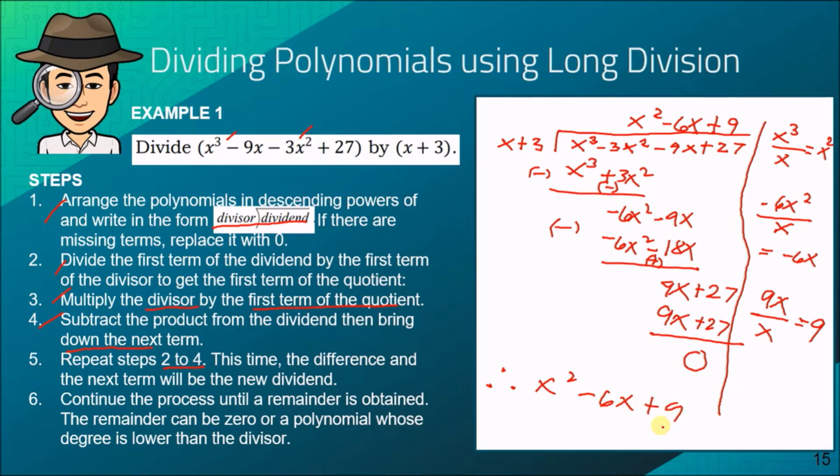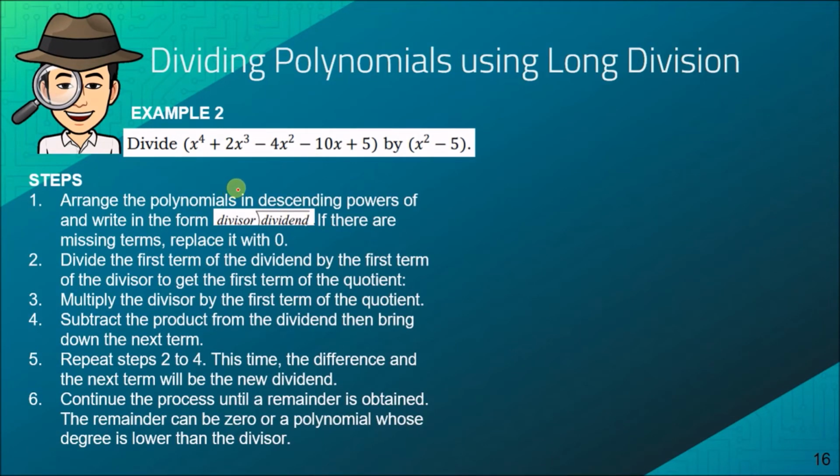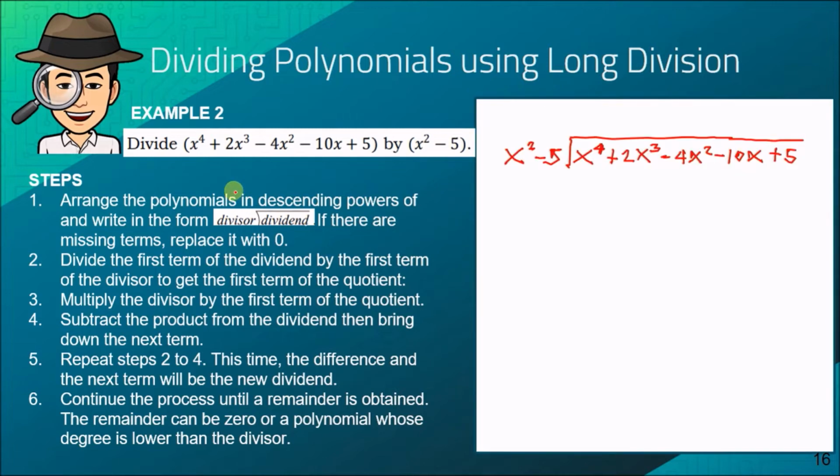Isa pang example. More example rather. At this point, it's a different scenario. Again, susundan natin yung steps na ito at magsusolution na tayo. Napansin nyo, naka-standard na yung ating dividend kaya no need to reformat. We also have x squared minus 5 which is also standard. Kagaya ng sinabi ko, step number 2 is i-divide natin yung first term sa first term.